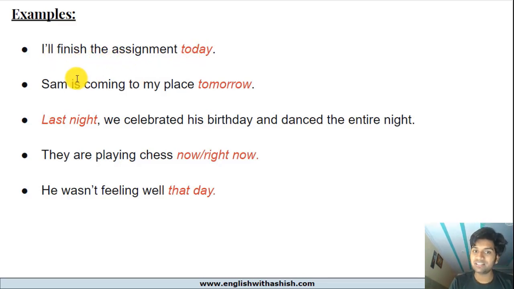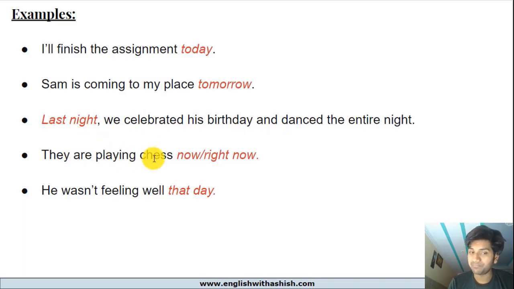Sam is coming to my place tomorrow. Sam is doing something, coming to my place. When is it happening? Tomorrow. Last night we celebrated his birthday and danced the entire night. Last night. If you use it in the beginning of a sentence, use a comma after it. When did it happen? Last night.